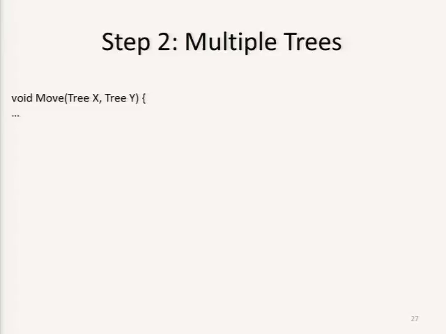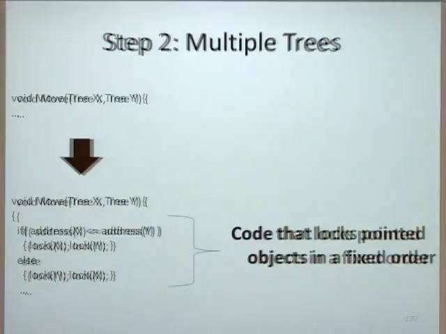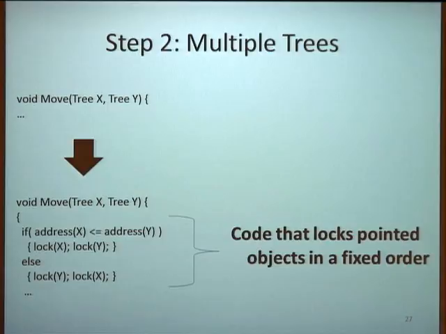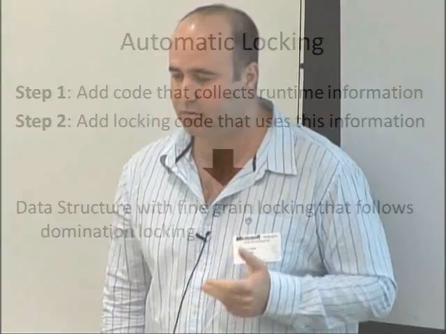In some operations, we may have an operation that works on a few objects, and at the beginning the stack counter of each of them is 1. We want to lock them without leading to deadlock. So what we do is lock them in a fixed order. For example, we can take the addresses and lock them according to the order of the addresses. We can identify them statically at the beginning of the operation. If we follow these two steps, then we create a data structure with find and locking that follows domination locking.